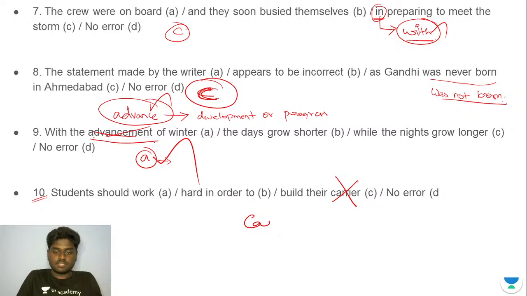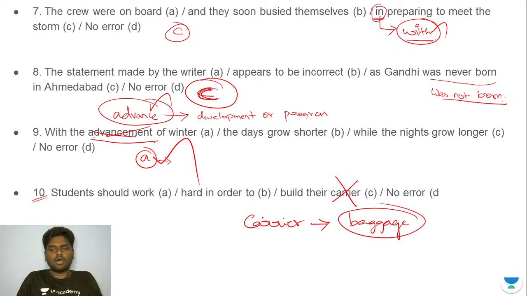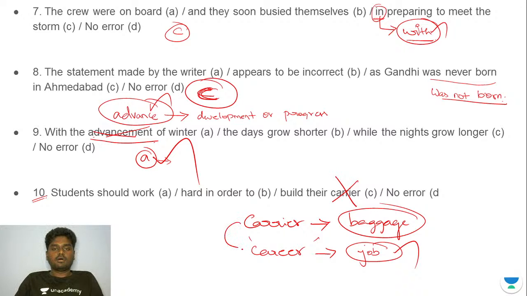Carrier. You need to know first what is a carrier and a career. Carrier is something like a baggage which is used to hold household items. But career, CAREER, is nothing but your job, right? So it should not be carrier, it should be career. There are two different words here with the same pronunciation. Fine, all good. So the error is with option C. Okay, good. Let's go for the next one, guys.